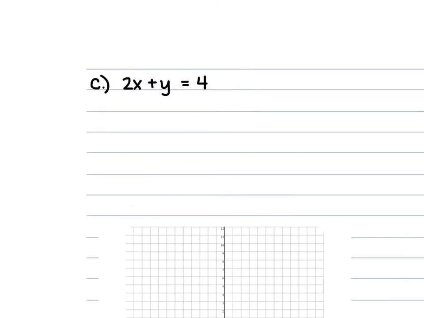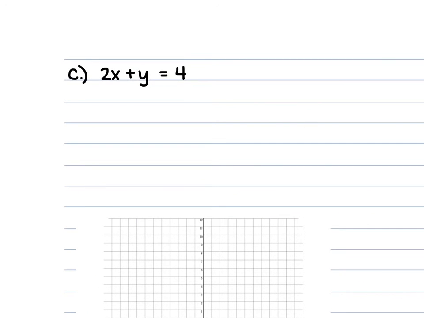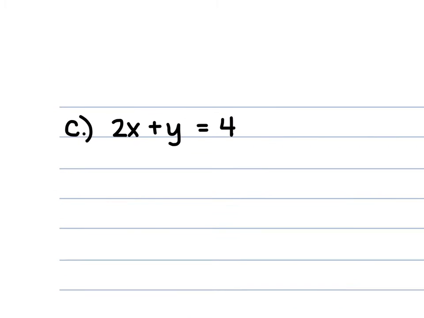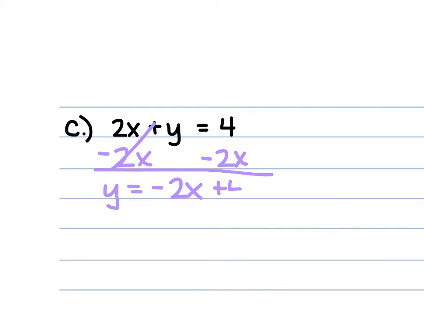For our next example, C, we have 2x plus y is equal to 4. So same thing, not in slope-intercept form, but we have to put it in slope-intercept form. So we're going to move that 2x over by subtracting it. We have y is equal to negative 2x plus 4.